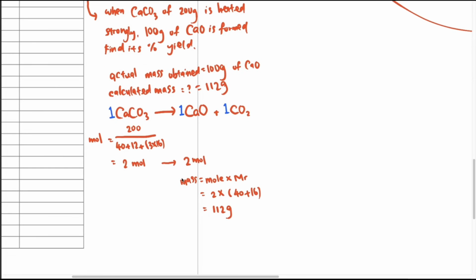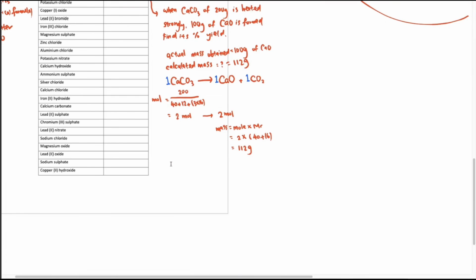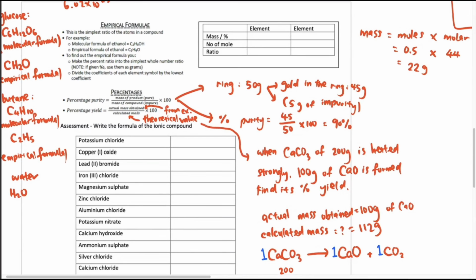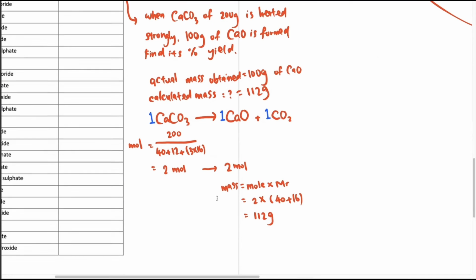So in that case, you want to find the percentage yield. You see the formula again: percentage yield equals actual mass obtained over calculated mass. So you want to find percentage yield. Actual mass, 100 gram. Calculated mass, 112. Multiply with 100. Then you get 100 over 112 times 100.